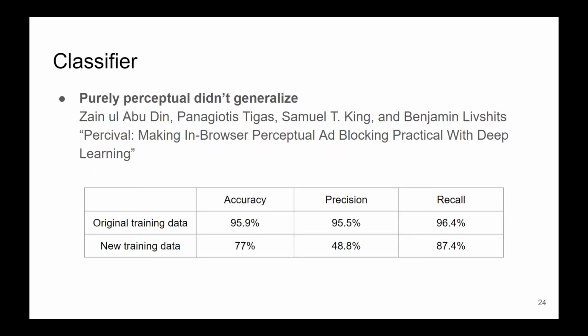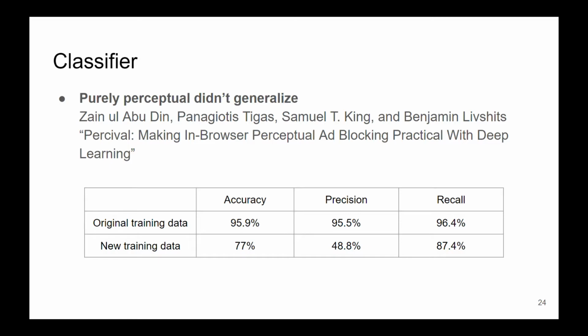So at first we wanted to have a purely perceptual classifier, but it didn't generalize well enough. So we used the ideas from Zainul Abidin et al. in their paper about Percival, which is perceptual ad blocking with deep learning. We expanded the SqueezeNet-based CNN used in Percival to a ResNet-18 network instead, because we could take the extra performance hit because we were not going to run this in the browser.